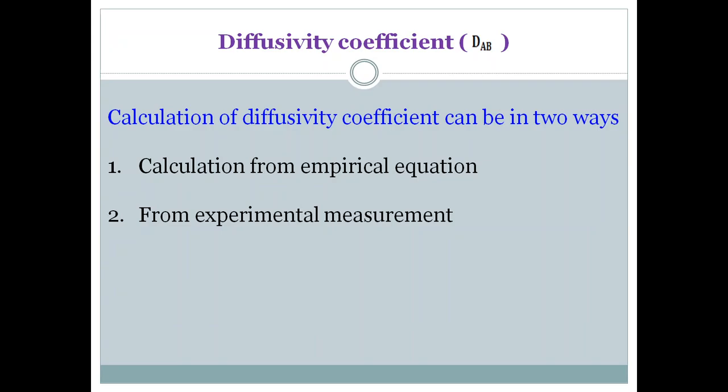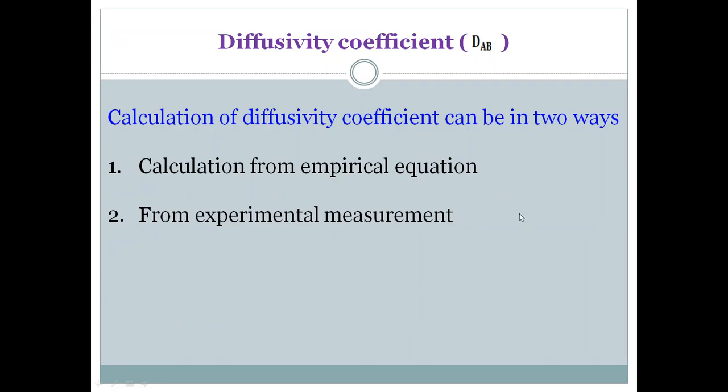In empirical correlation, keep it in mind, there is no theoretical background. It is based on the experiments. And second, you can determine the diffusivity coefficient from experimental measurement. Because accurate calculation of diffusivity is very important in separation processes, people use both. They calculate this diffusivity from empirical correlation as well as they do some experiments.